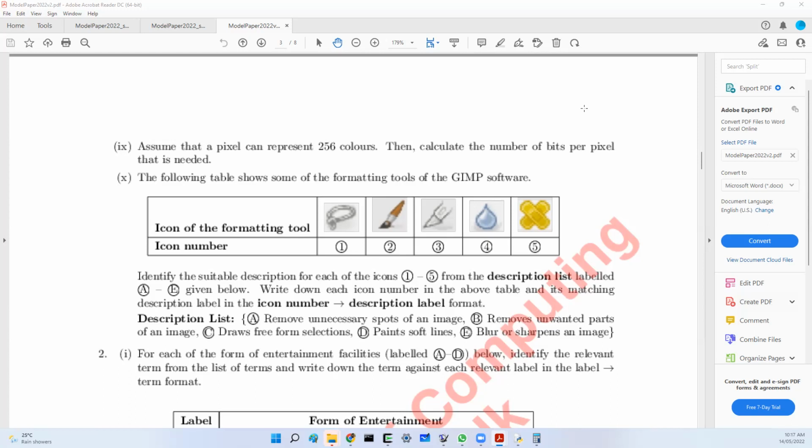Fourth one? E. Yeah, it's E. And fifth one, A, 5A, that removes unnecessary spots.